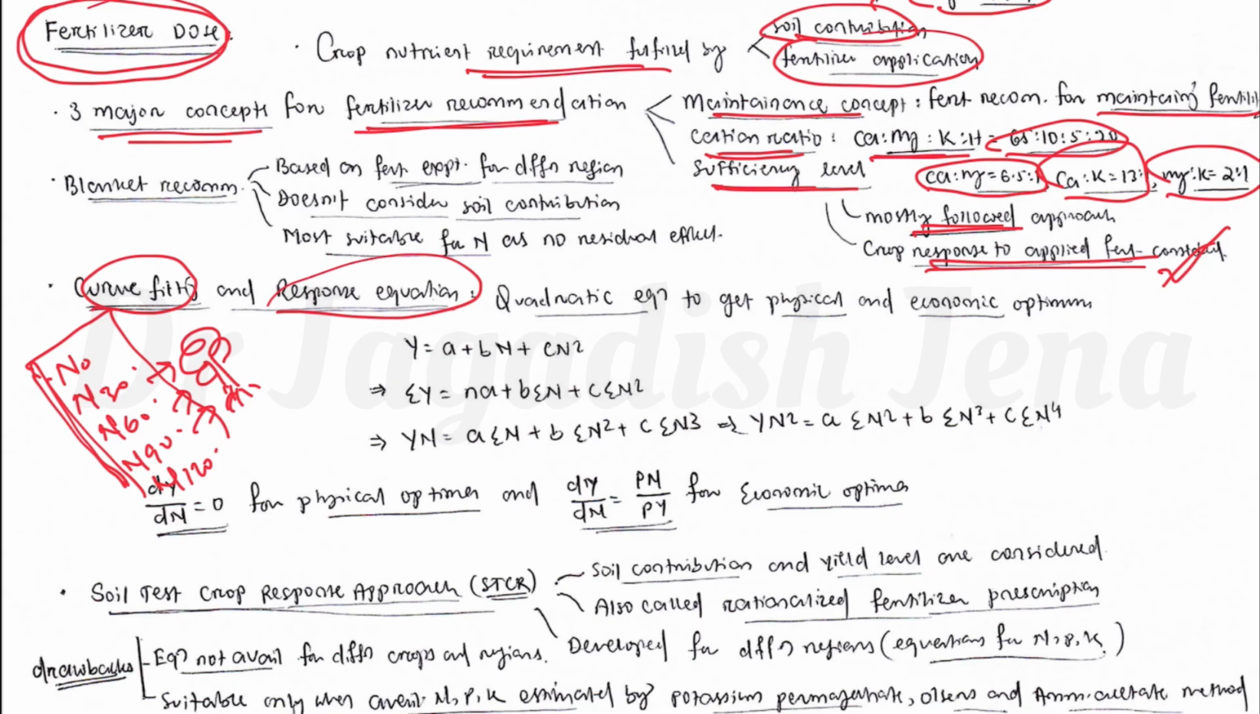Now, as I was considering the response equation, there you have to derive the equation. This is a quadratic equation. Basically, the response of yield to fertilizer is quadratic in nature.